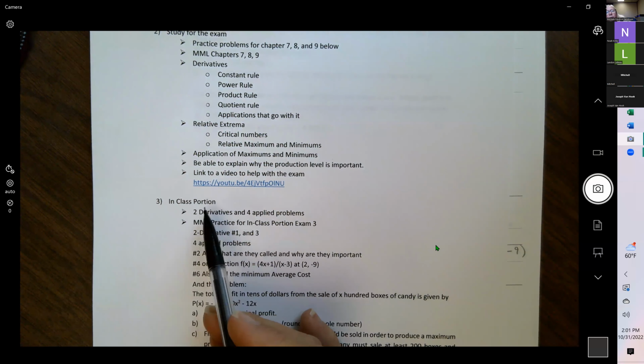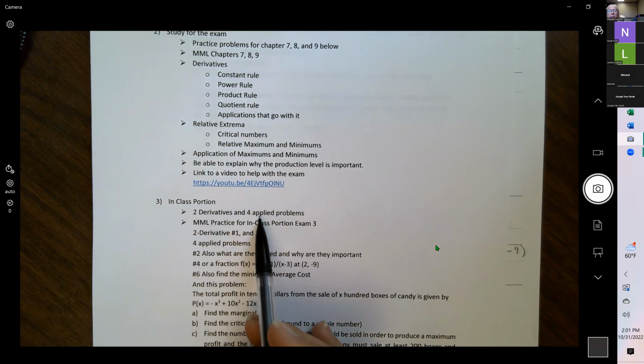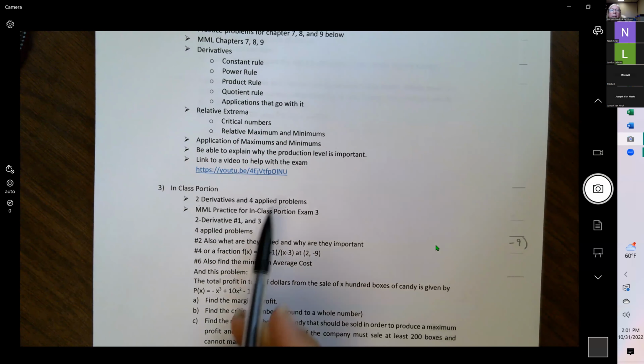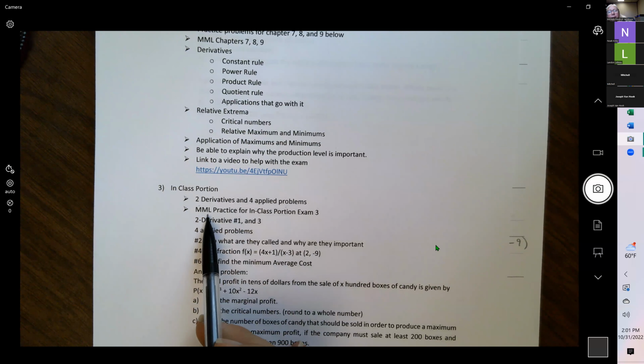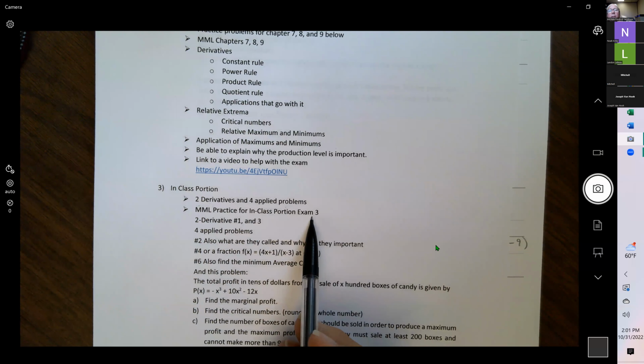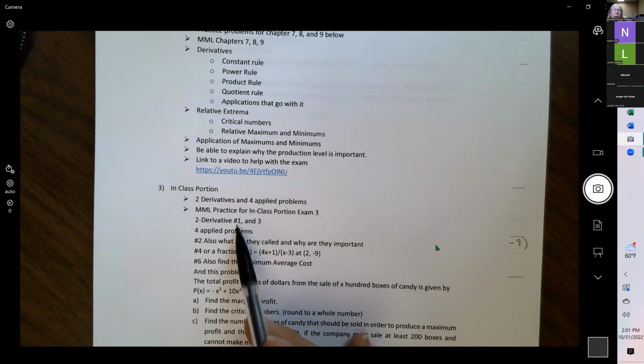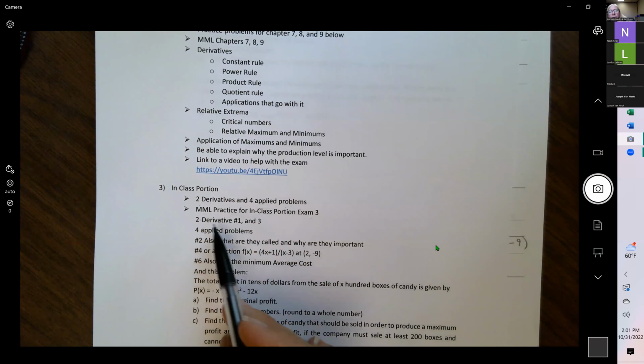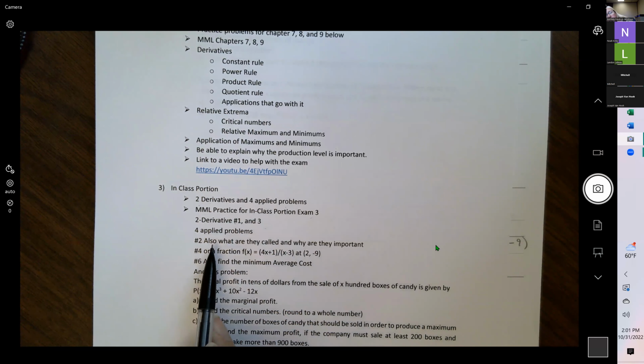The in-class portion, there's 6 problems, 2 where you just take the derivative, and then 4 applied problems. I put up under my math lab, it'll say practice for in-class portion, exam 3. It's not for a grade, but the problems are very similar. The 2 derivatives are number 1 and 3. And then the 4 applied problems are 2, 4, and 6. Number 5, we've already done that one in class.